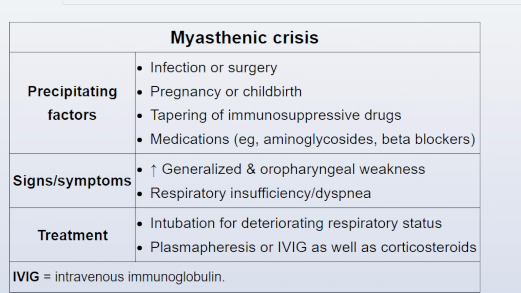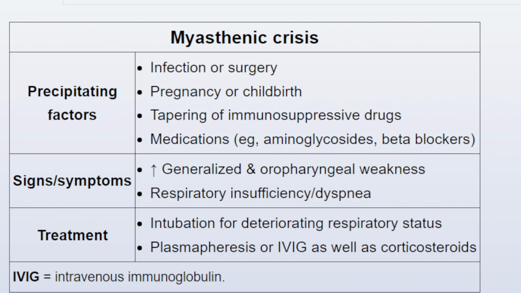Signs or symptoms are generalized weakness, respiratory insufficiency, and dyspnea. The patient cannot cough, cannot manage the secretions, and can draw a lot of secretions from the throat, and they are probably going to need to be intubated. So generalized and oropharyngeal weakness, respiratory insufficiency, and dyspnea.